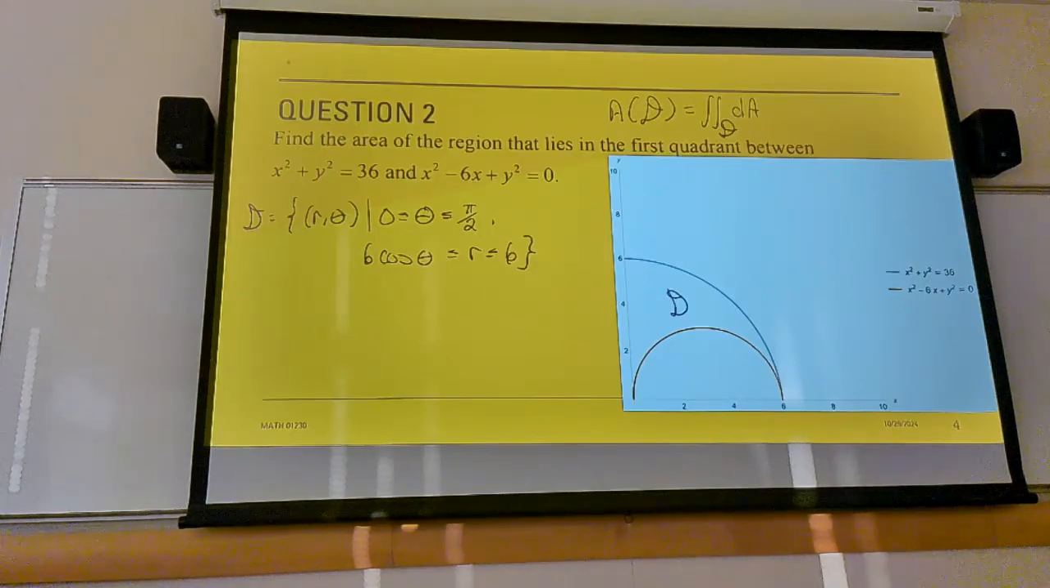What do you get if you convert the second? You should get r squared minus 6r cosine theta equals 0. Can you not turn that into r equals 6 cosine theta? Technically you could, if you realize that r is not 0, so you back out the r. But really you shouldn't. For here, you're right, it is going to be 6 cosine theta.